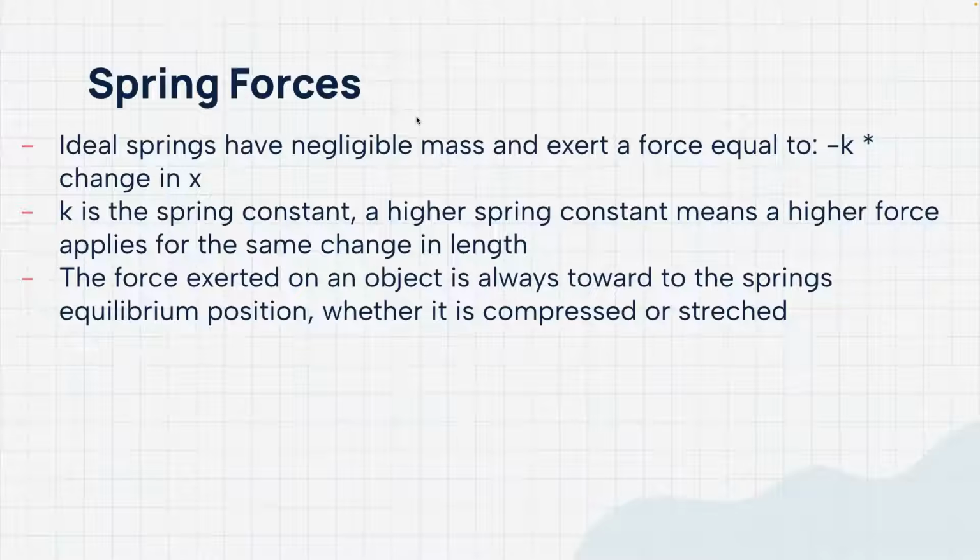Spring forces. Ideal springs have negligible mass and exert a force equal to negative k times the change in x. K is the spring constant, and a higher spring constant means a higher force applies for the same change in length. This makes sense as shown by the equation. If k is higher, then you need a smaller change in x to result in the same force. And note that the force exerted on an object is always toward the spring's equilibrium position. So if it's compressed, that means the force is outward. Or if it's stretched, that means the force is inward.